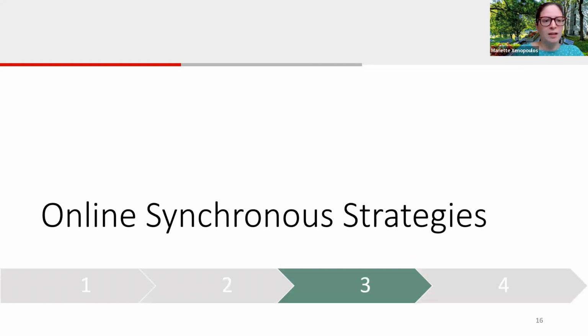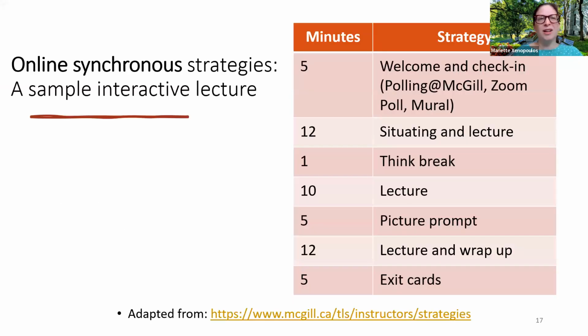Okay, so let's look at some online synchronous strategies. It's the same thinking as in-person, and it can also be applied to online. Online synchronous is like everybody being present in Zoom at the same time. So you can have a welcome and check-in. You can use the polling in Zoom, you could use polling at McGill, or you could even use Mural to check in on your students, see how they're doing. You could situate where you are in the course, and then lecture. A 1 minute think break is where you ask students a question, have them think about it, and then you go on and address it. Then you flip back to lecturing.